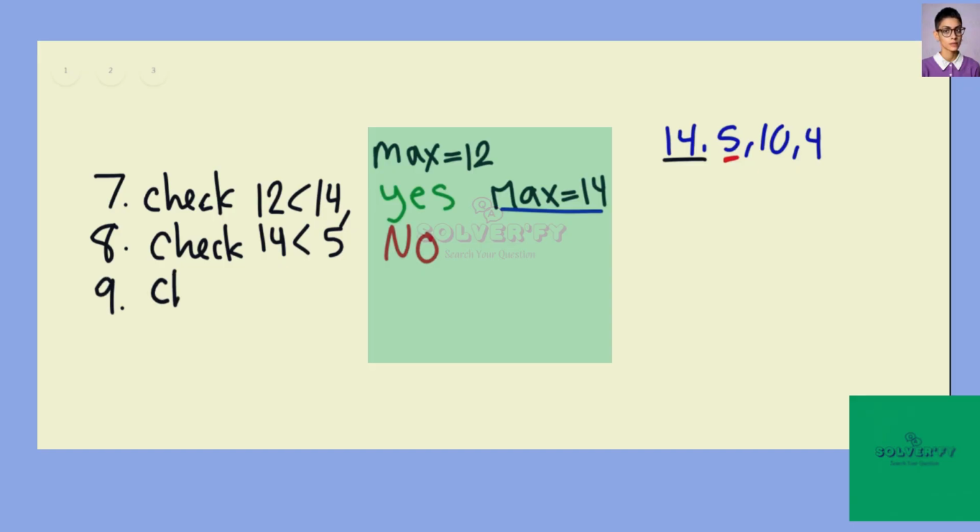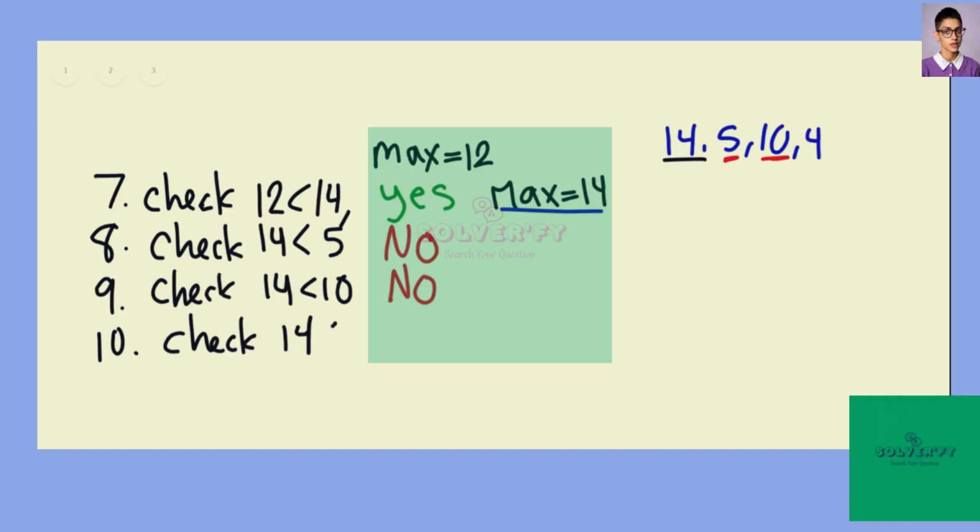We'll go to step 9, check to see if 14 is less than 10, which was our second to last element in the list. And again, it's not. So we leave our maximum the same. And then we have our final step. We want to compare 14 with the last element in the list. In this case, it's 4. Okay, and this also does not hold. So that means we're going to return. The last step would return max, and that is equal to 14.